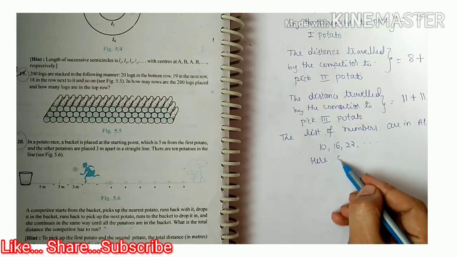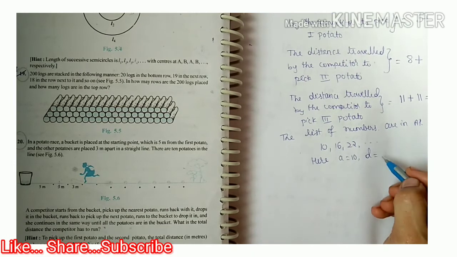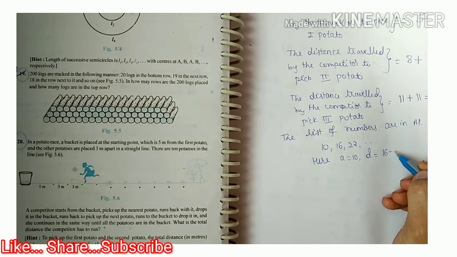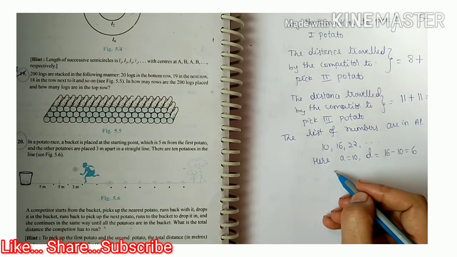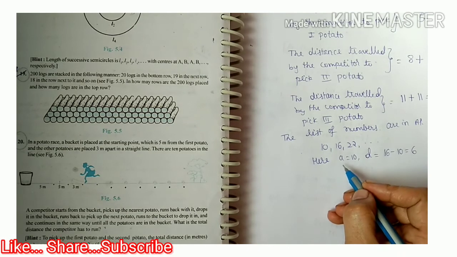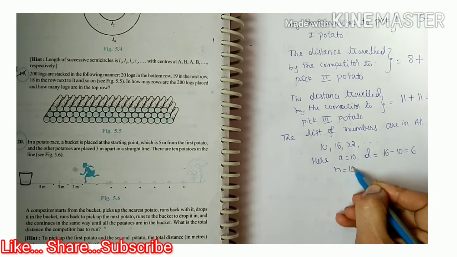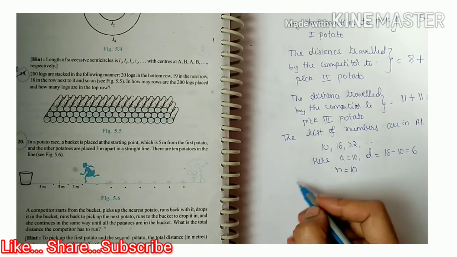Here the first term is 10, and the common difference is 16 minus 10, 6. n is the total number of potatoes. 10 potatoes are in the line, so n is equal to 10.